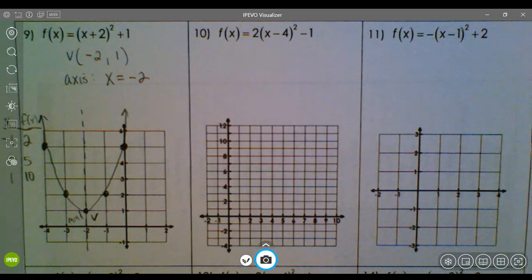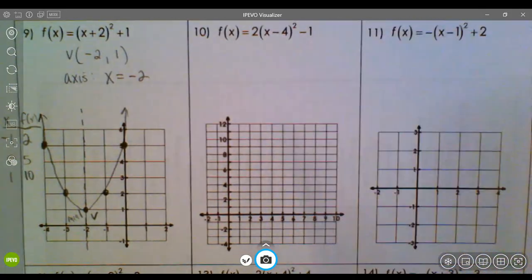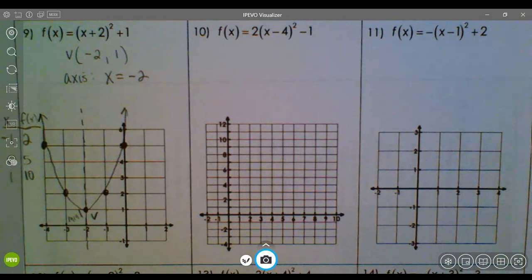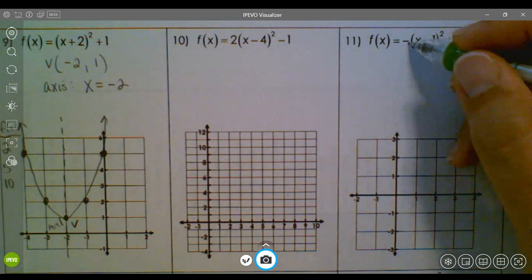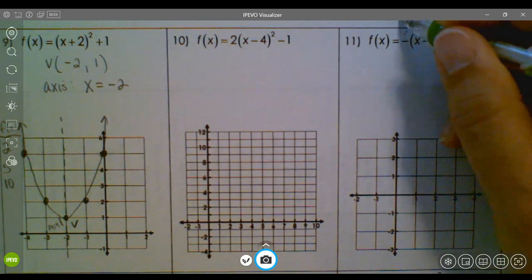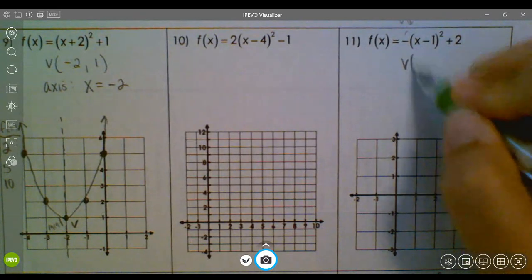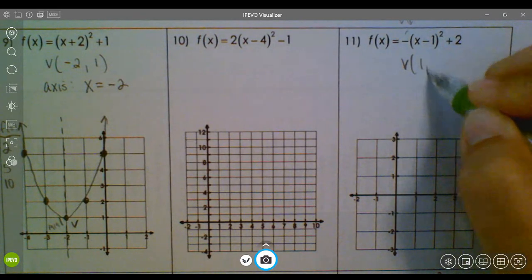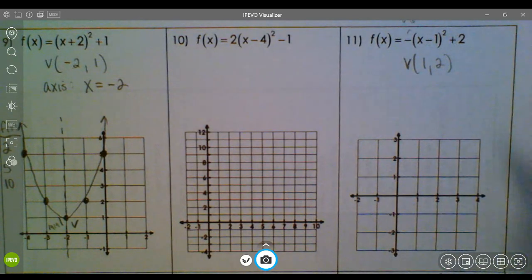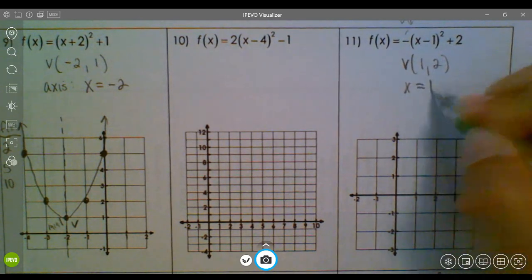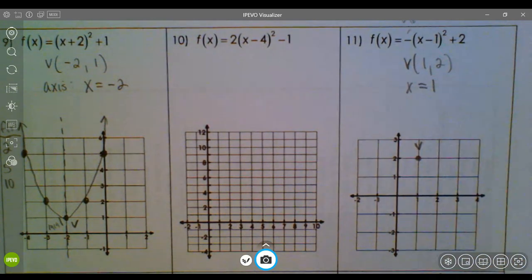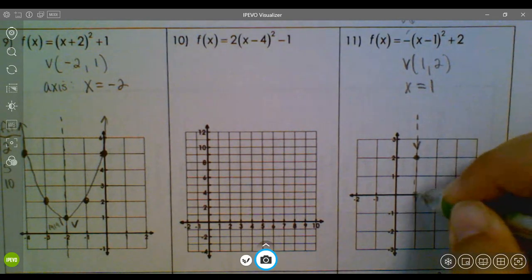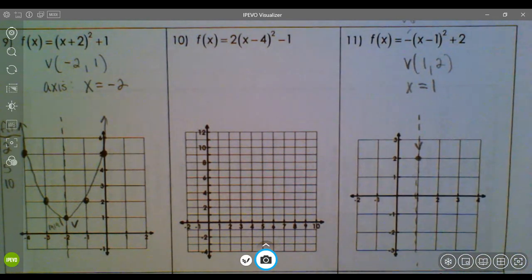All right, so I thought about skipping around and doing the negatives next, but I think I want to show you a scale if you're okay with that. No. Let's go ahead and do the negatives. Let's go to number 11. I know that this is going to be upside down because I've got a negative here, so it's going to look like that. My vertex, I still find that the same way. Take the opposite of that and the copy of that. And I know that my axis is going to be x equals 1. So I plot the vertex 1, 2. And I make my line down the middle.